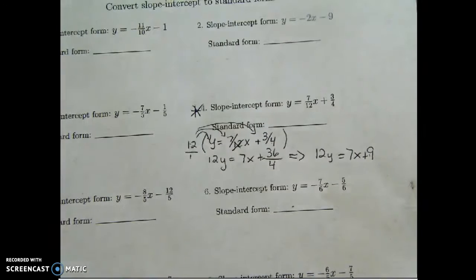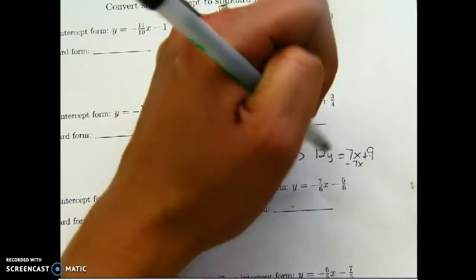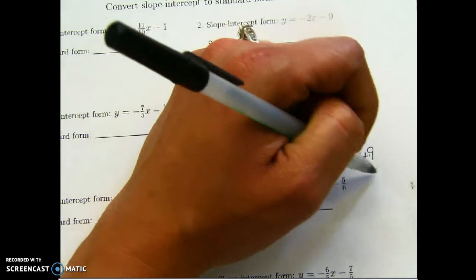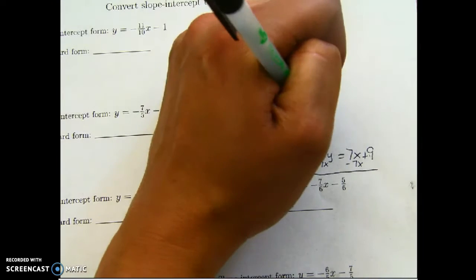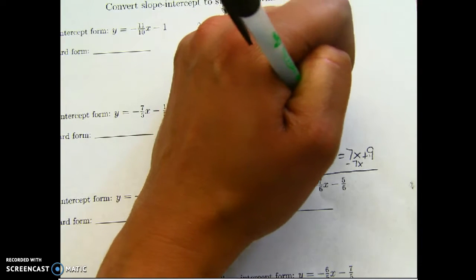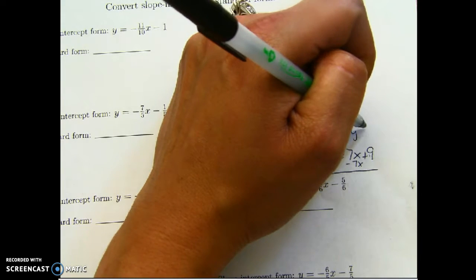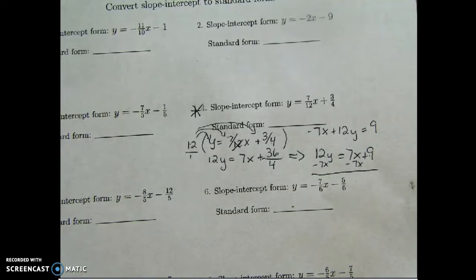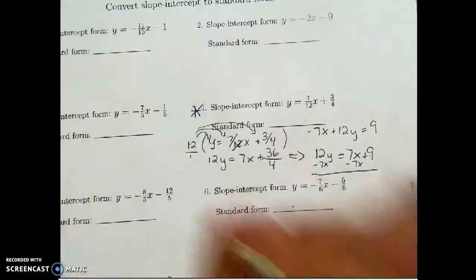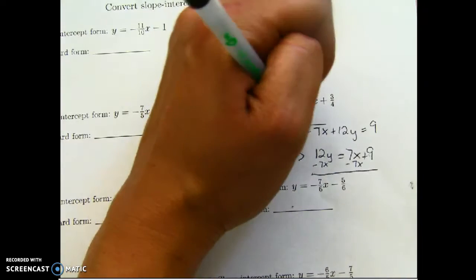Now I'm going to ask myself, is x and y on the same side? My answer is no, so I'm going to do the inverse. And I'm going to write it up here because I don't have as much room. I'm going to get negative 7x plus 12y equals 9. I cannot keep this one because it does not follow my rules. Because x and y are on the same side and there are no fractions, but I have a negative.